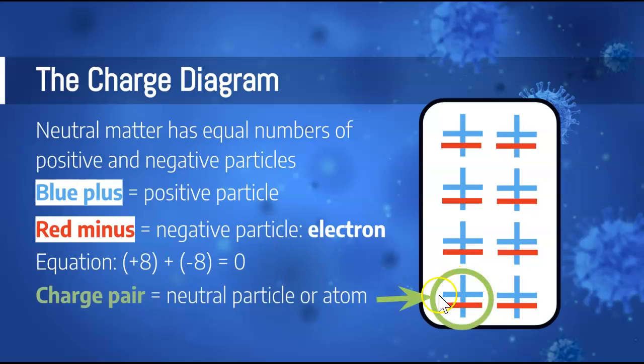Now, this pair, this positive and negative charge together, that is what is called a charged pair, and that would compose a single neutral particle. Now, we will learn in the chemistry unit that what we're referring to here is actually simply an atom.